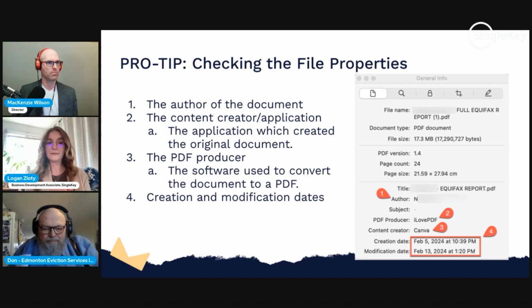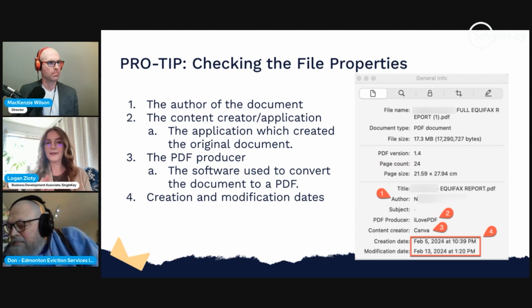And then the PDF producer is the software used to convert the document to a PDF. So this is usually built into the application. So when you download a report from SingleKey, that would be our PDF producer. And again, this example shows I Love PDF. If you're getting an Equifax credit report, it downloads directly as a PDF. There's no need to use Canva or I Love PDF.